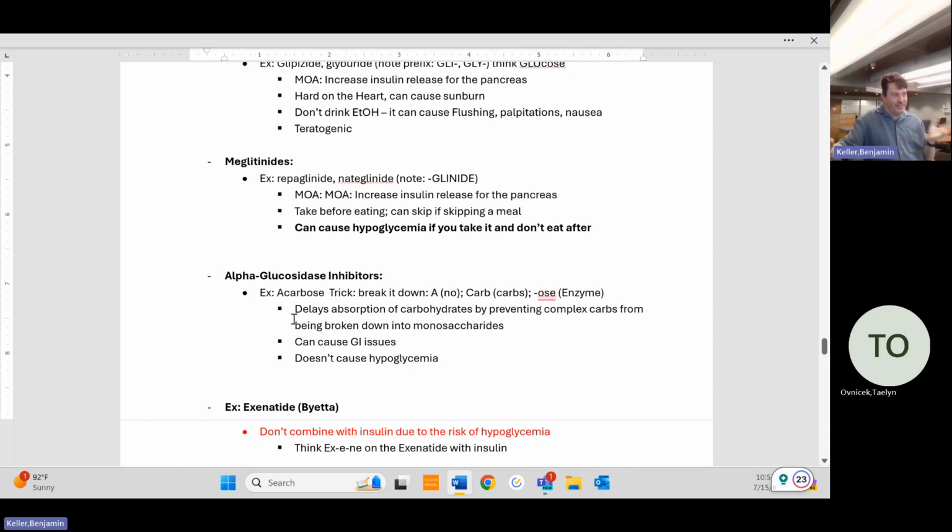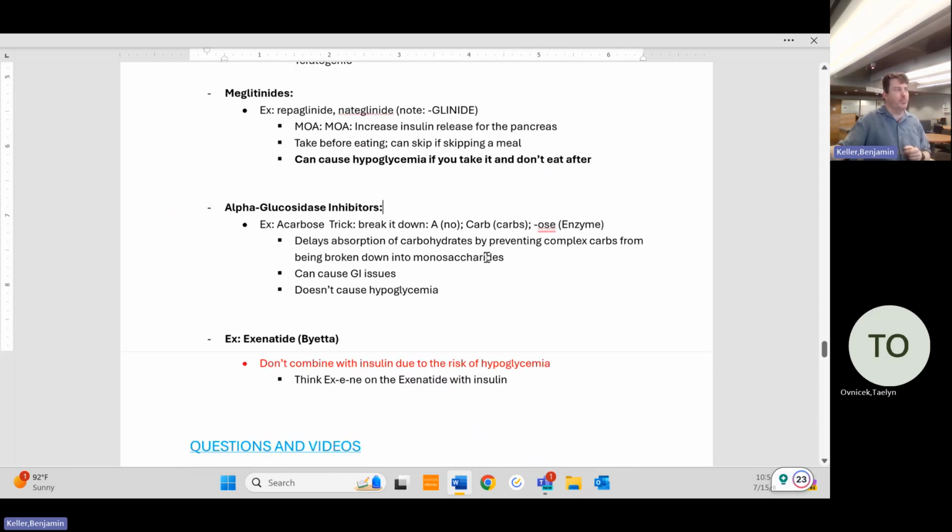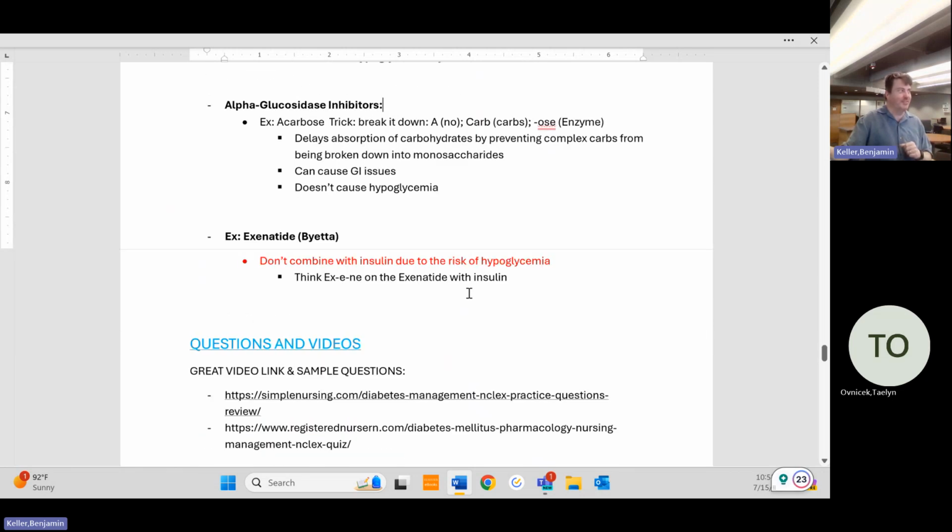It blocks the absorption of carbohydrates by preventing complex carbs from being broken down into monosaccharides. If you remember, starches, which are complex carbs, get broken down into monosaccharides, and then the body can use those as simple sugar. Well, this prevents that. So it can cause GI issues because now you're eating a bunch of complex carbs, and if you're not breaking them down, the bacteria in your colon are. So it's going to cause gas, flatulence, maybe some tummy troubles and diarrhea. But it doesn't cause hypoglycemia because you're getting enough simple sugars from other things.